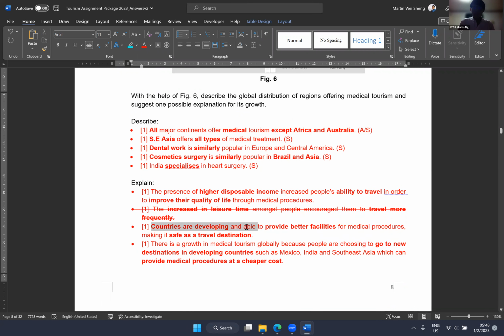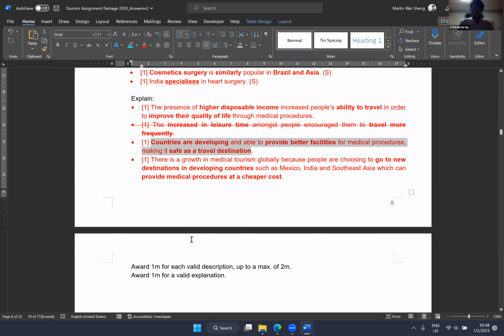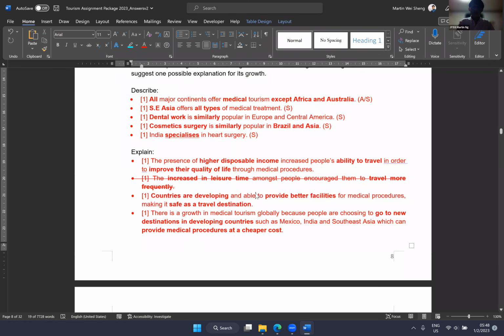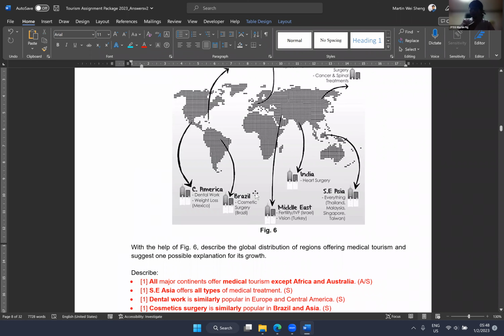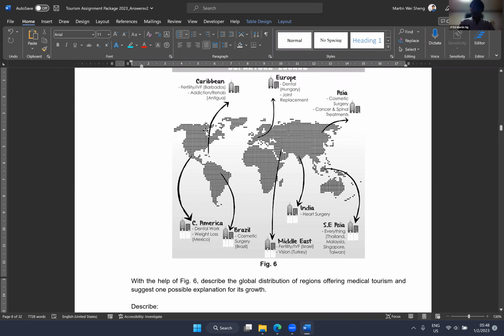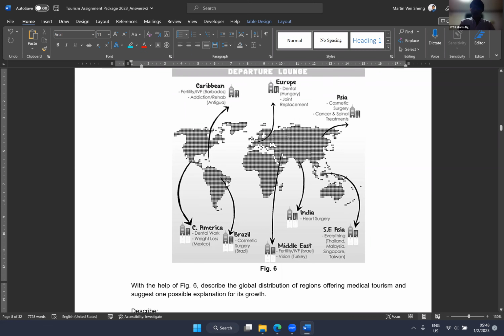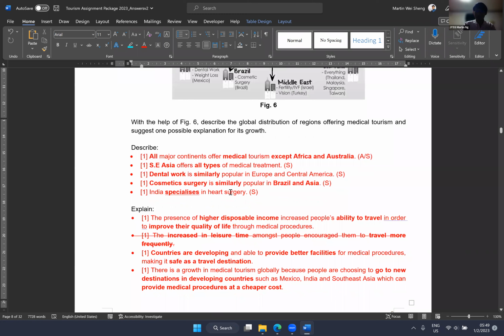Countries are developing and able to provide better facilities for medical procedures, making it safe as a travel destination. Okay, so accepted. So medical tourism, remember, is under the places with good facilities, right? Because all these countries are becoming better, more developed, so the hospitals and the clinics are also more developed, more hygienic, more sterile, more suitable for surgery. So a greater number of people are traveling for surgeries and so on.